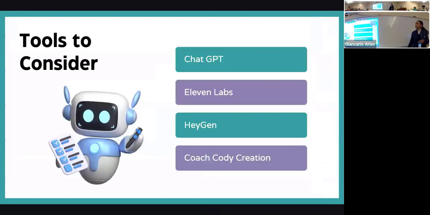So, tools to consider. When I developed Coach Cody, because I wanted to share with you how it all came to be, it started with ChatGPT. I developed him. Like I said, I went through different iterations of him. Then after I made him look the way I thought would be something that the students could identify with, I went to 11 Labs, and now I had to choose a voice.